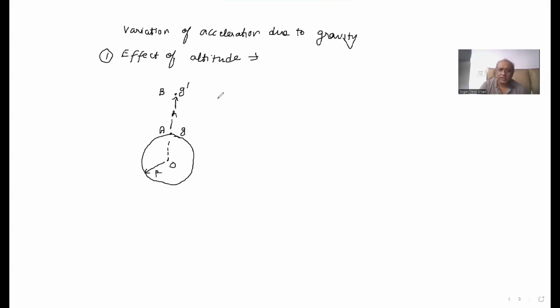Now we know that on the surface of Earth, the value of acceleration due to gravity small g is given by the formula GM divided by R square. So let us say this is our equation number one. And the value of acceleration due to gravity at a height, suppose g dash, is given by GM divided by (R plus h) whole square, right? So let's call this equation number two.